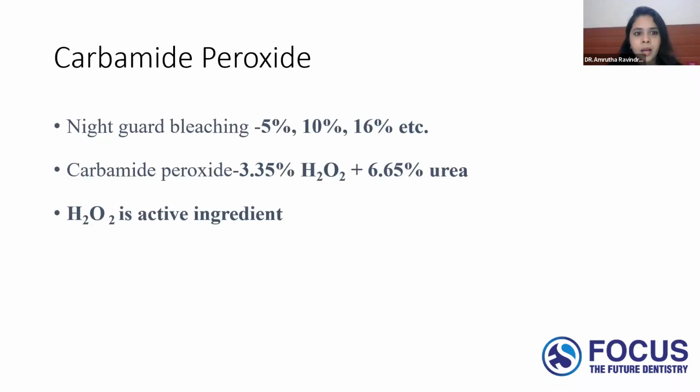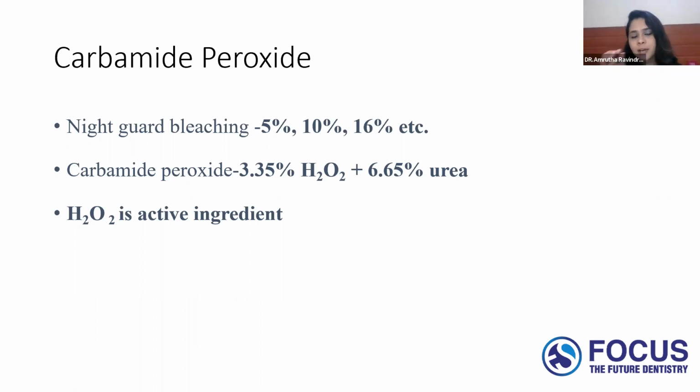Now, carbamide peroxide is another bleaching agent, which is used in a bleaching technique known as night guard bleaching, in concentrations of 5%, 10%, 16%. So here also hydrogen peroxide again is the active ingredient. So it comprises mainly of 3.35% hydrogen peroxide, 6.65% urea.